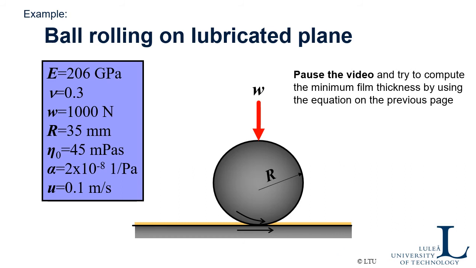Okay, let's show an example here. If you want, you can stop the video here and try to compute the minimum film thickness by using the equation I showed in the previous page, or we can just go on and do that. So we put the numbers here. We can assume it's a steel contact, apply a load of 1000 newtons, radius here is 35 millimeters. It's a pretty big ball in this case. Viscosity 45 millipascal seconds. A typical alpha is like this, and the speed, let's say it's only 0.1 meters per second.